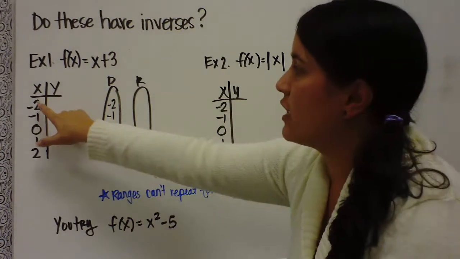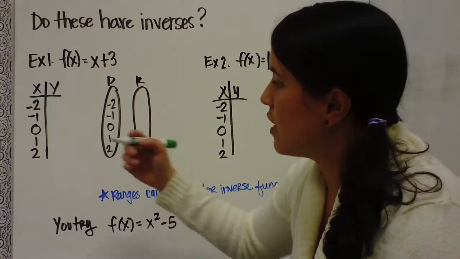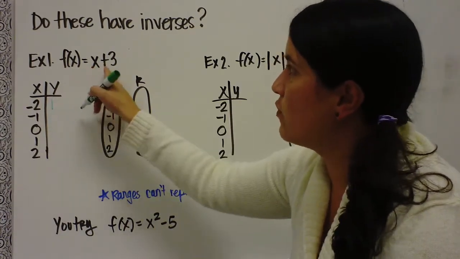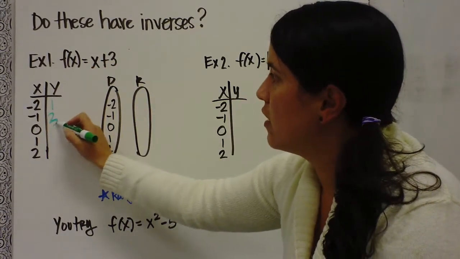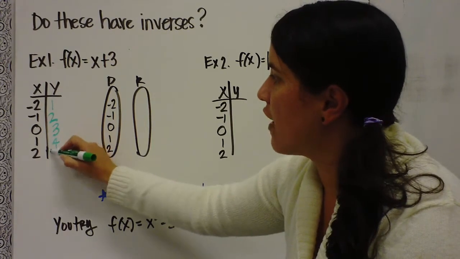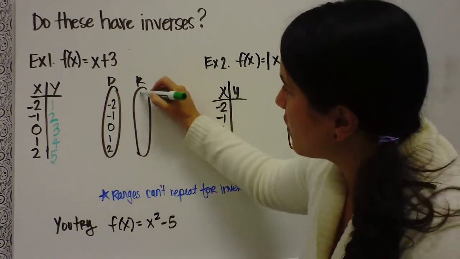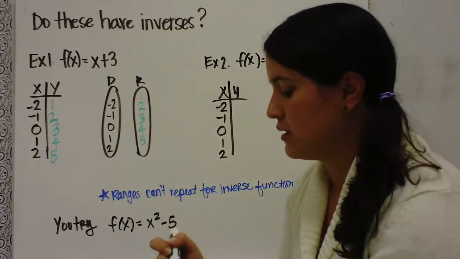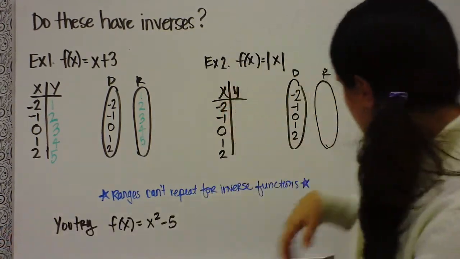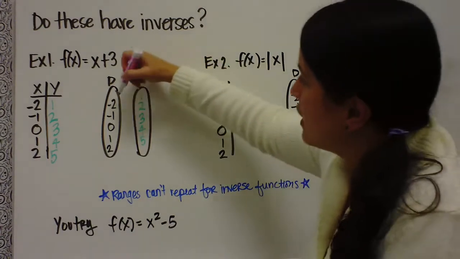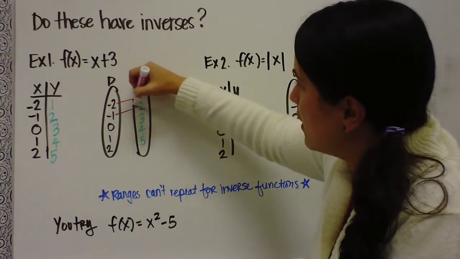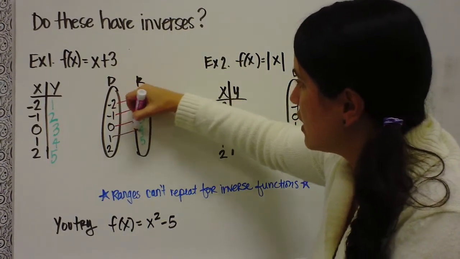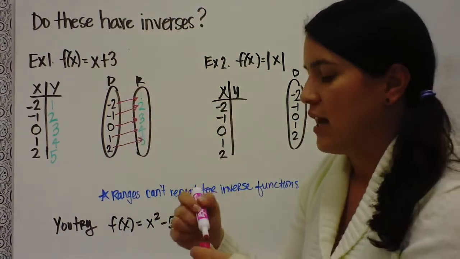So right here, negative 2 plus 3 is 1. Negative 1 plus 3 is 2, then 3, 4, and 5. So over here for my range, I would put 1, 2, 3, 4, 5. And then I would map. Negative 2 maps to 1, and so on, to 2, 3, 4, 5.